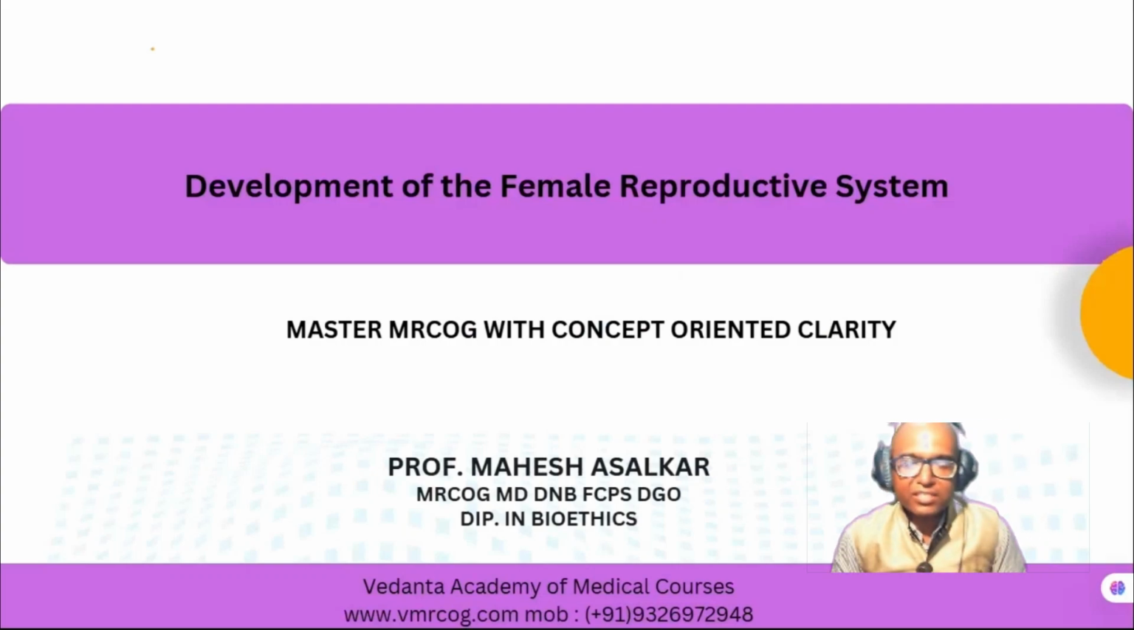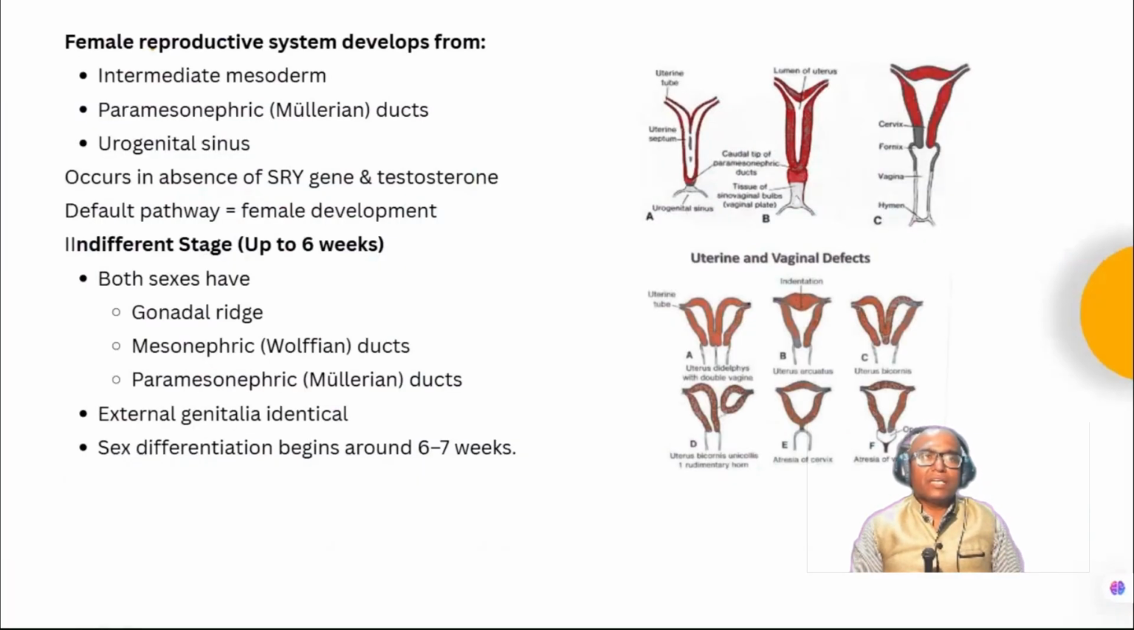So we begin with the next system, that is the development of the female reproductive system. The female reproductive system develops from intermediate mesoderm. Again, we are dealing with the intermediate mesoderm.